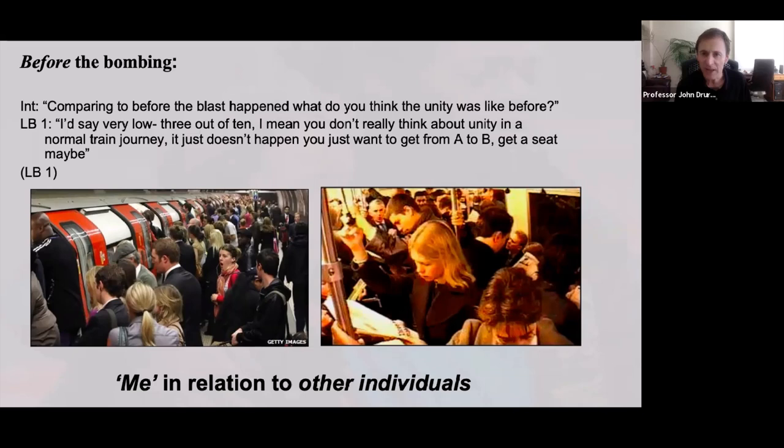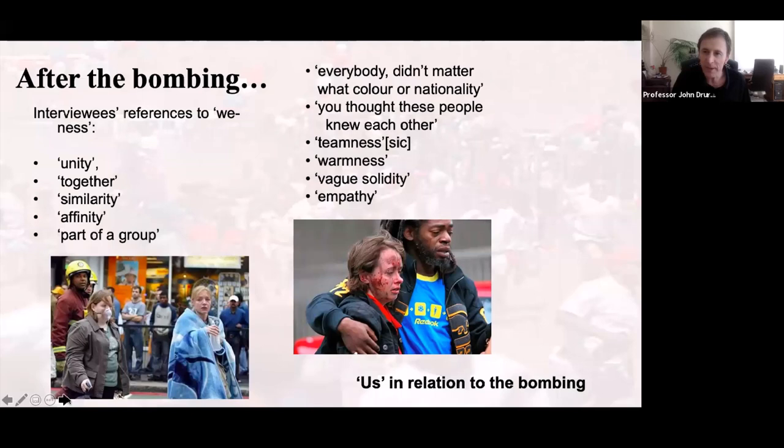And so the identity, the sense of self there, the psychology was a sense of me in relation to other individuals. That's essentially what it was. But then when we asked people to talk about their relationship with these same people immediately after the bombing, they talked in these ways.